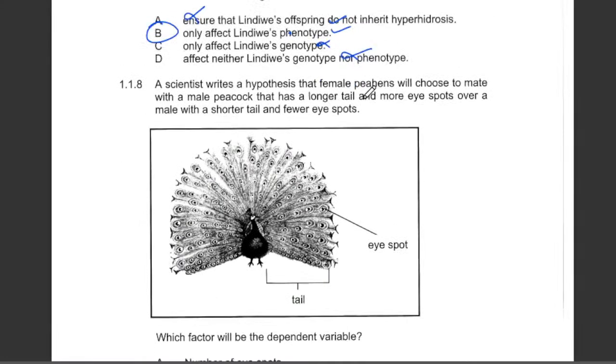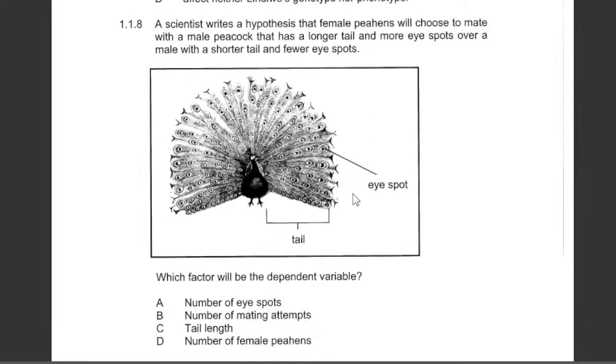Here they're saying that the scientists raise the hypothesis that female peahens will choose to mate with a male peacock that has a longer tail and more eye spots over the male with the shorter tail and fewer eye spots. So here, what are you looking at? Which factor is considered to be dependent?